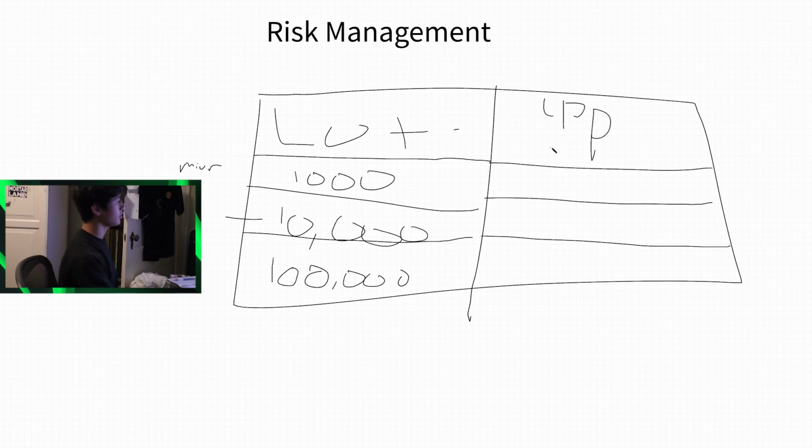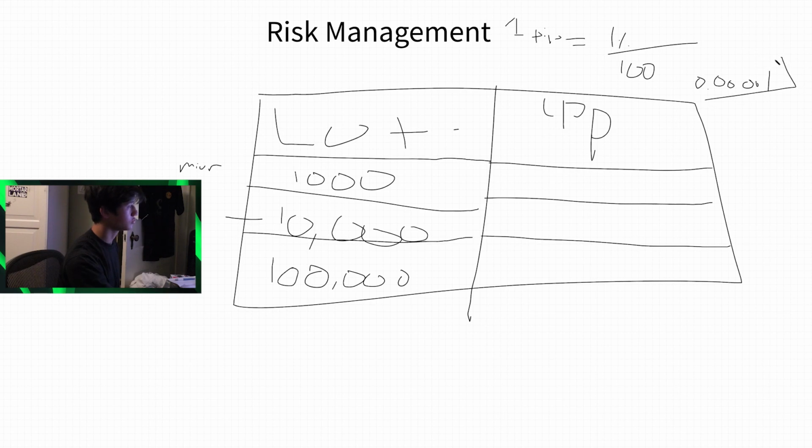Okay, and then what's this LPP? So this LPP is the loss per pip. So we all know one pip is 1% over 100. It's 1 basis point. So it's going to be 0.0001. Okay, so that's 1 pip. So loss per pip means 1 loss per pip, if you guys kind of get it. So 1 loss per pip of 1,000 units, or a micro lot, is going to equal 10 cents.